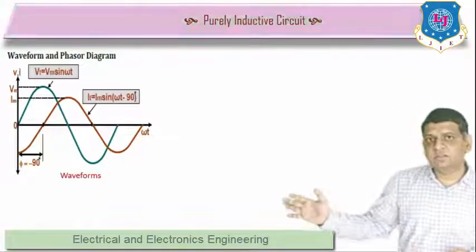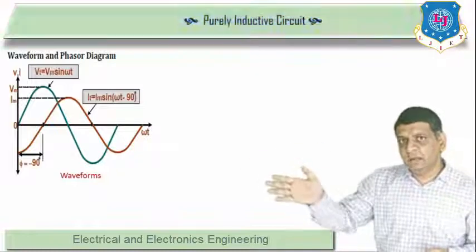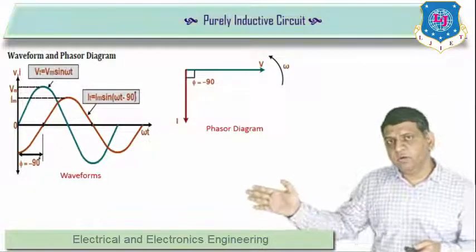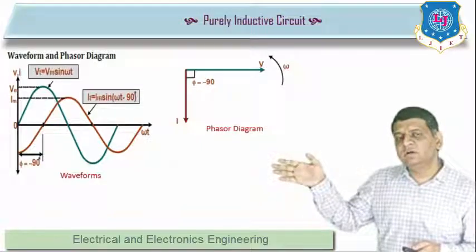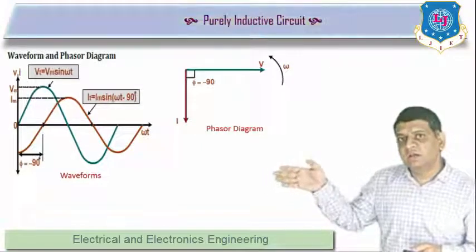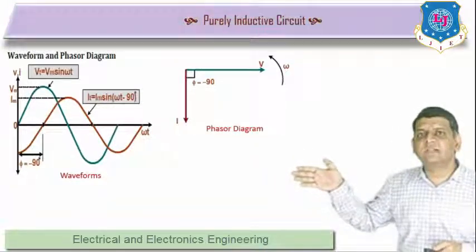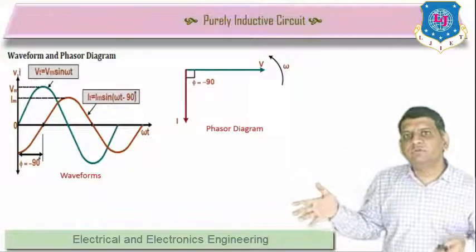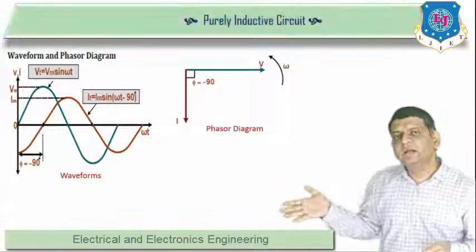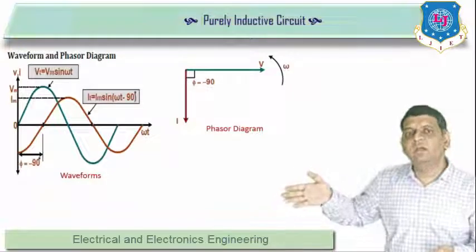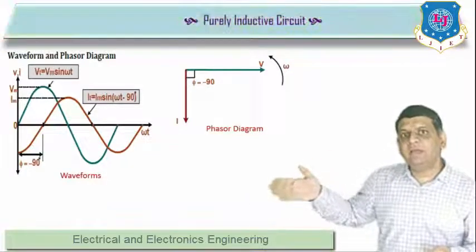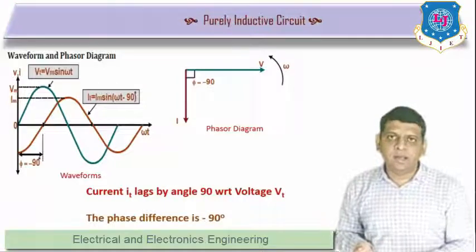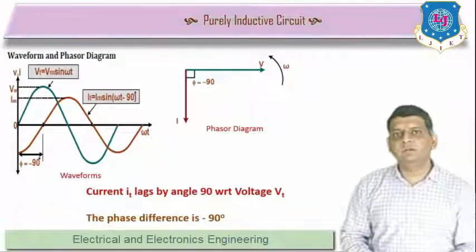You can see from this waveform that voltage starts at angle 0 and current starts at angle 90, right? From this you can also observe the phasor diagram where the voltage and current vectors are moving in anti-clockwise direction. Voltage starts at angle 0 and current starts at angle minus 90, right? Since both have omega t, the angular velocities of voltage and current are the same. So this 90 angle is permanently maintained between them. So current i(t) lags by angle 90 with respect to voltage v(t). Hence the phase difference between voltage and current is minus 90.